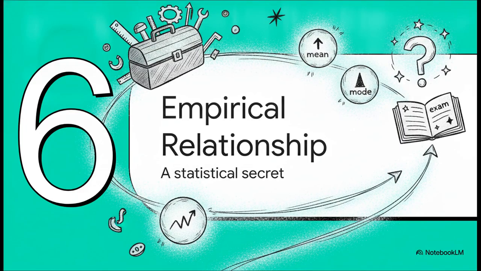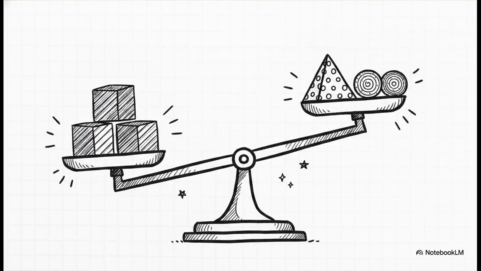Section 6. The Empirical Relationship. We've built an incredible toolbox today for explaining the chapter. But there is one final, almost magical connection between these three concepts that will absolutely save you on an exam. So the crucial takeaway here is this empirical relationship. 3 median equals mode plus 2 mean. This isn't just some random piece of trivia to memorize. It's actually a structural reality of how these measures of central tendency relate to one another in grouped data.